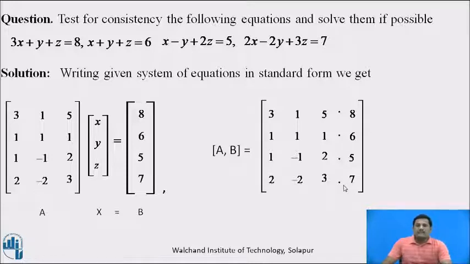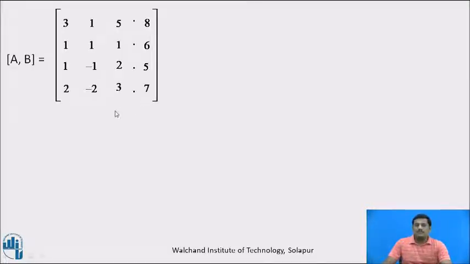Now, the next aim is to apply elementary row transformations on this augmented matrix AB to reduce it to echelon form. This is the augmented matrix. Now we will apply the elementary row transformations on this system to convert it to echelon form. First of all, consider the first diagonal element. Here it is 3. We will reduce the elements lying below this 3 to 0 using this row number 1 only. For that purpose, we will apply the row transformations.